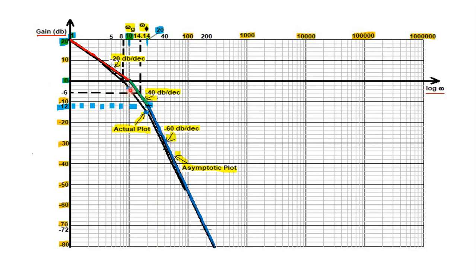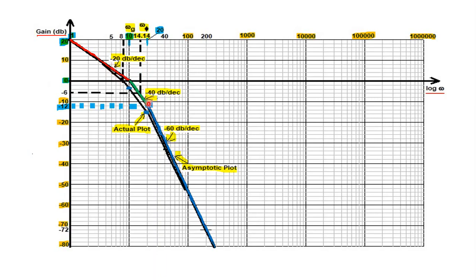Then 1 by 1 plus 0.05 s, 1 octave below the corner frequency is 10. That also influences 1 dB. So totally 4 dB corrections we have to make. At 10 at least you make minus 3 dB correction. Then 1 octave below this corner frequency is 5, whatever is that, 1 dB correction you make.